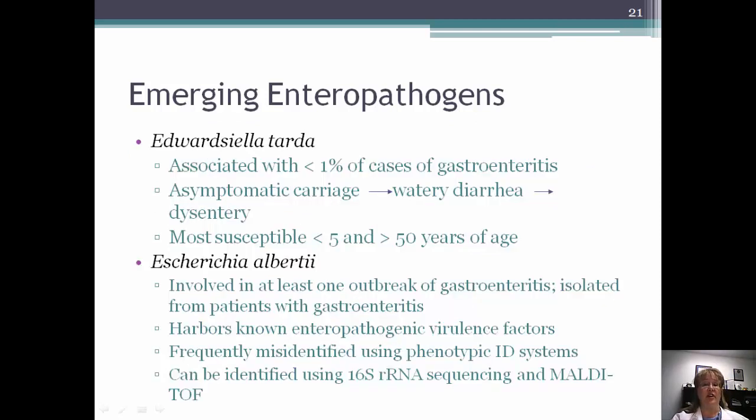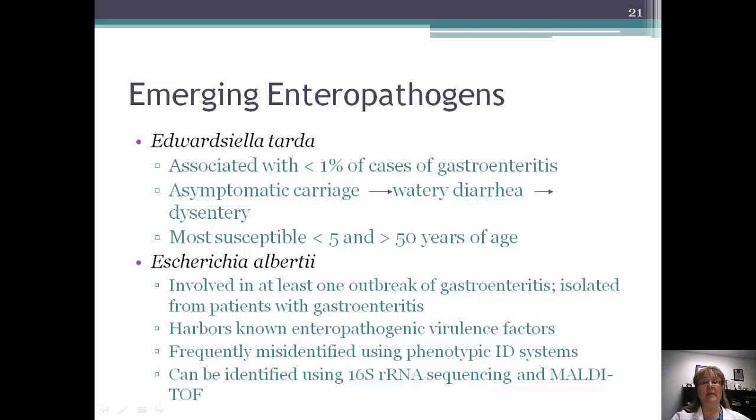What about Edwardsiella tarda? Well, we do know that it's associated with probably less than 1% of cases of gastroenteritis. The spectrum of disease can range from an asymptomatic carriage to a watery diarrhea to actually a frank dysentery. And the people who are most susceptible to Edwardsiella tarda, as we would expect, are those who are very young and those who are more elderly.